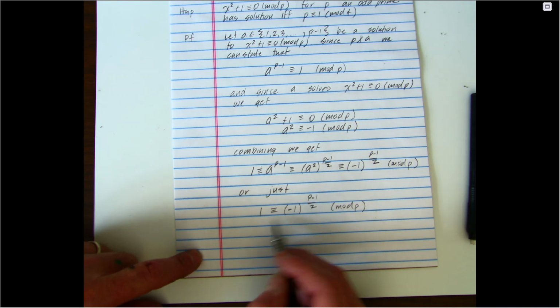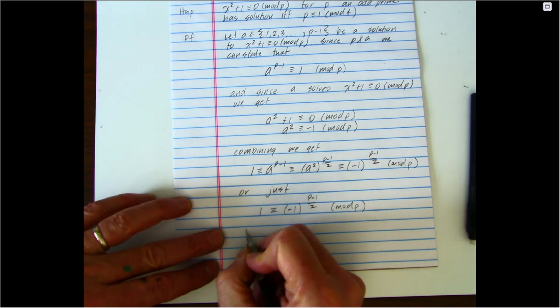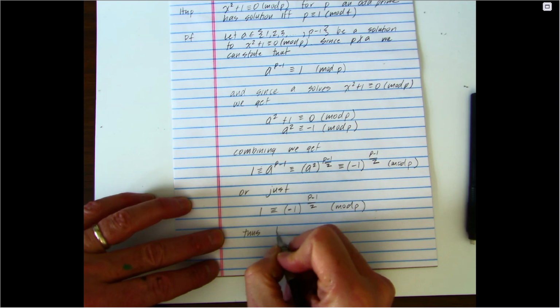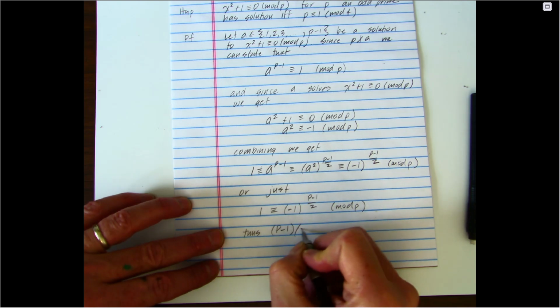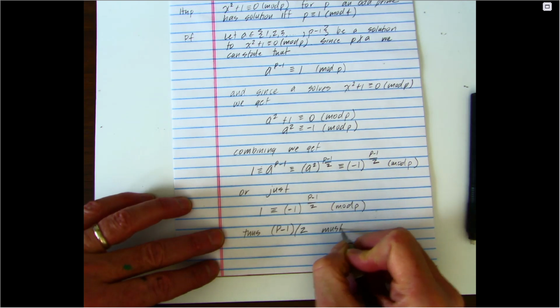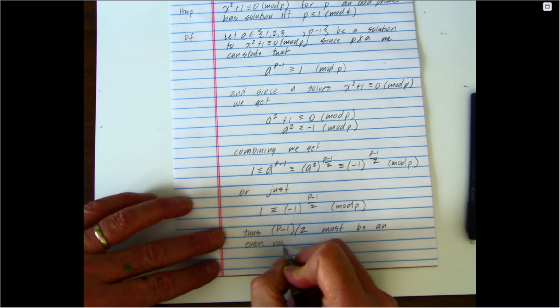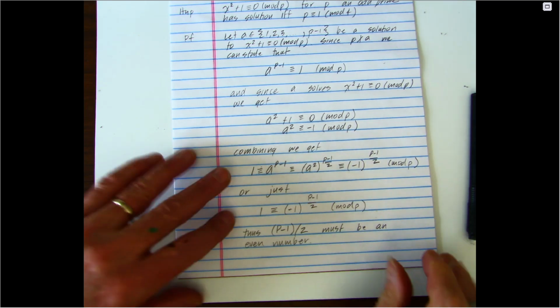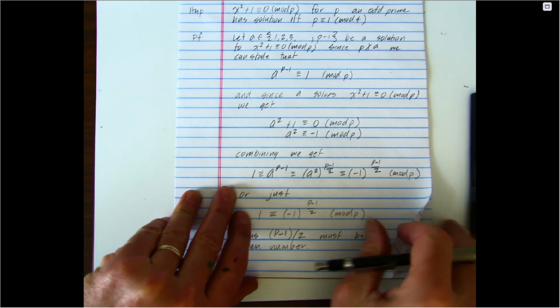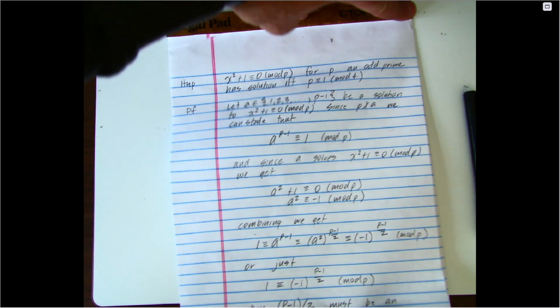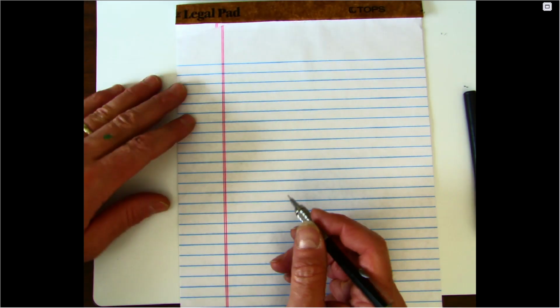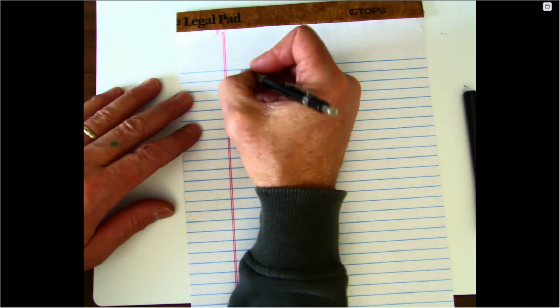So thus (p minus 1)/2 must be an even number. Okay, so far so good. Okay, so if (p minus 1)/2 must be an even number, let's just think about p.